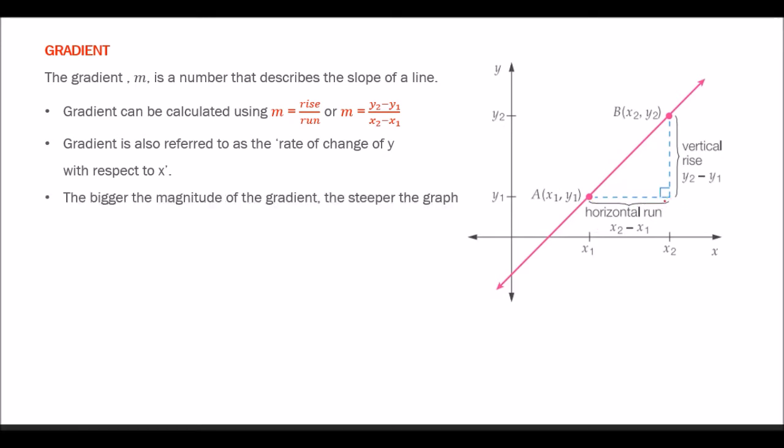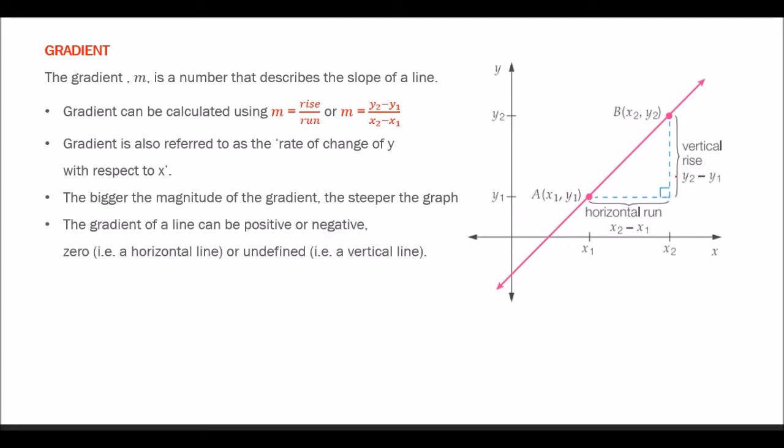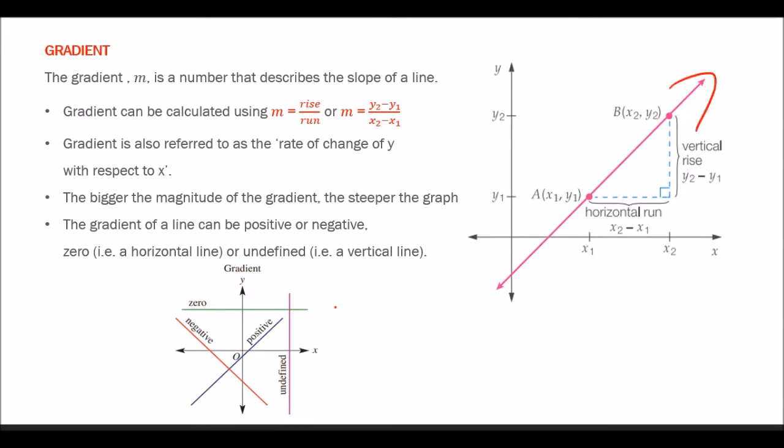All right. So the bigger the magnitude of the gradient, the steeper the graph. What that's saying is the higher the gradient, the more steep the graph is going to look. The lower the gradient, the less the incline of the graph is going to be. The gradient of the line can either be positive or negative as well. So positive lines go upwards, negative lines go downwards, just like what you see here.